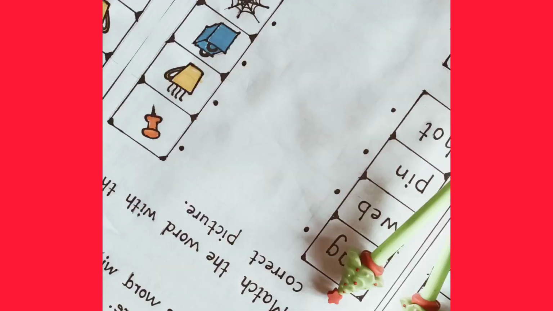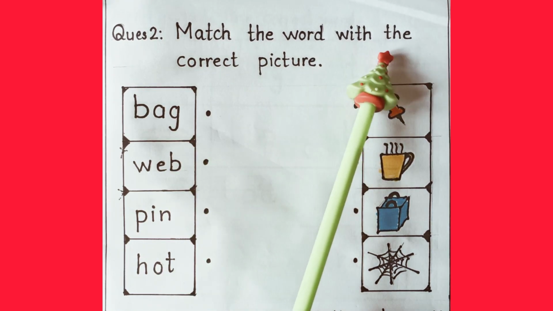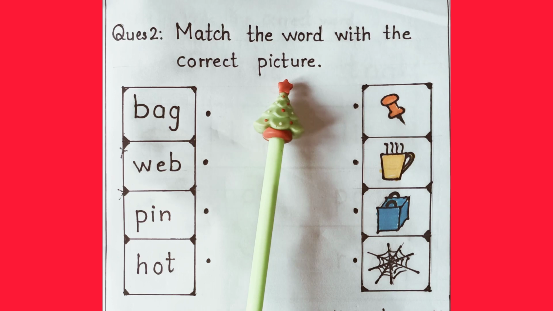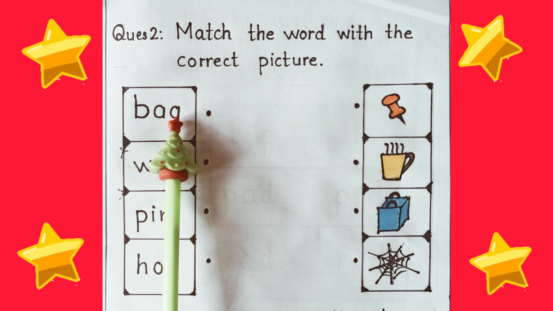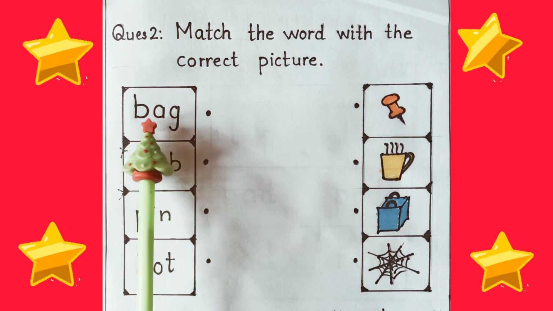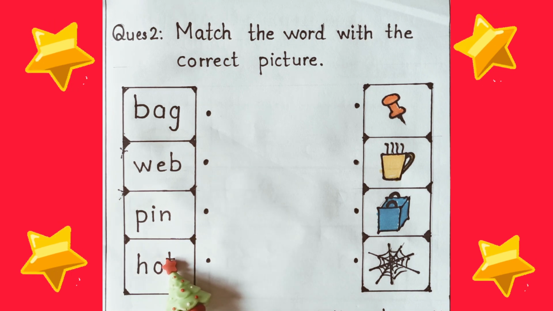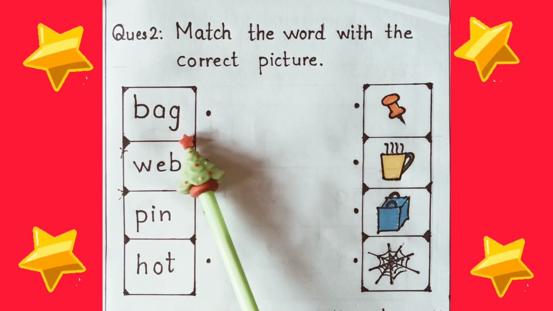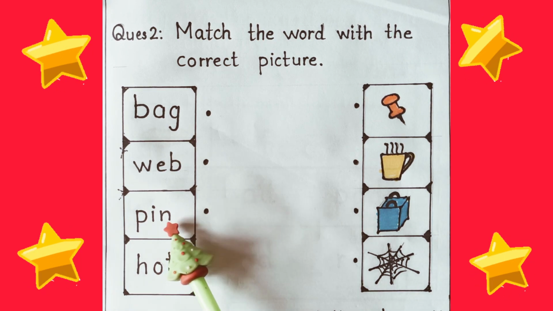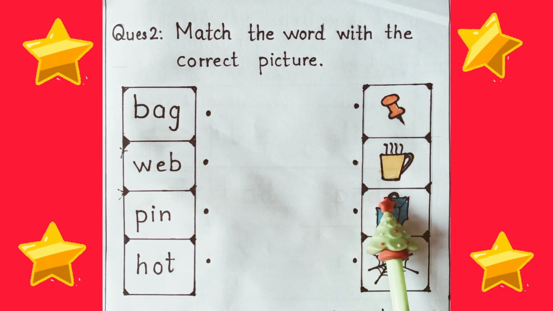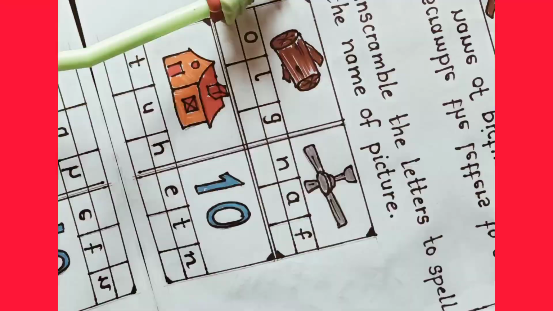Question number 2. Match the word with the correct picture. Children, I know matching is your favorite activity. Children, see on the left side there are few CVC words and you have to read all the words one by one and match the word with its correct picture. Right? Moving to the next question.